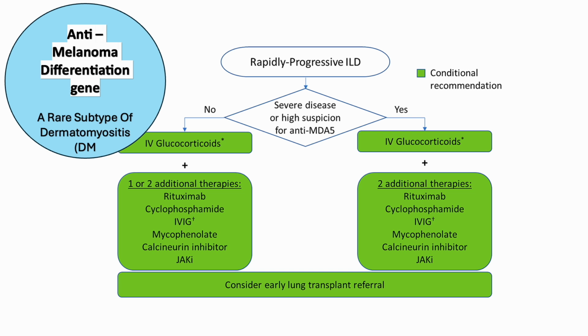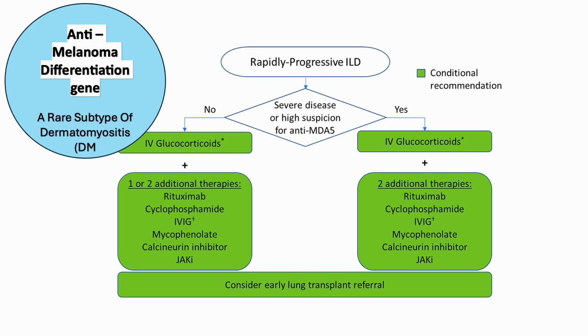If the patient does not have anti-MDA5 or the disease is not that severe to start with, then in that case, after IV glucocorticoids, one can add one or two additional therapies. So here it is usually a double or a triple therapy, and the options remain the same: rituximab, cyclophosphamide, IVIG, mycophenolate, calcineurin inhibitors and JAK inhibitors.